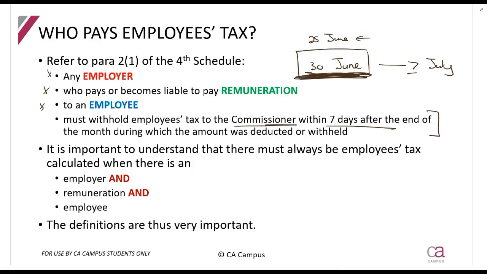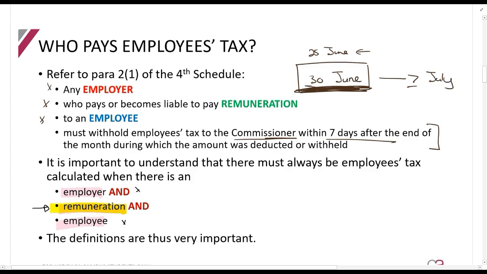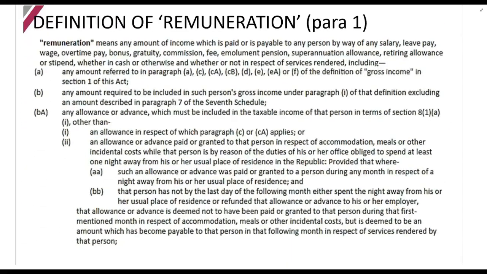So, guys, very important. When do you calculate employees tax? When there is an employer and remuneration and employee. Now, very important, you will see that the definition of remuneration is the most important, because an employer is a person who pays remuneration. An employee is a person who receives remuneration. So remuneration is the most important principle. So let's look at the definition of remuneration.